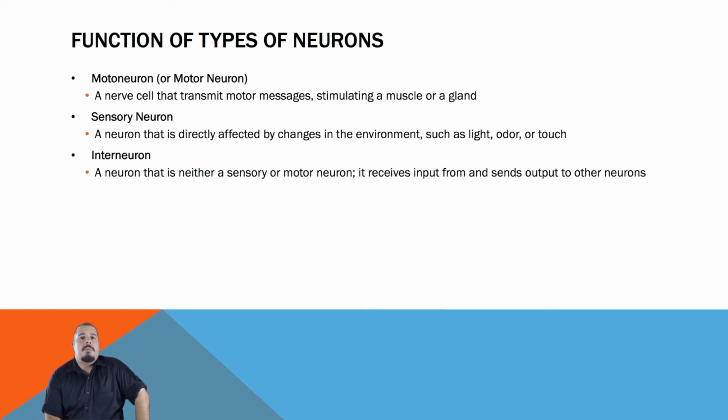The first is the motoneuron or motor neuron. These are neurons that govern your movements. They have long axons that synapse on muscles and cause them to contract in response to messages sent from the brain. They are also responsible for sending messages from the brain to organs and glands to control their functions.